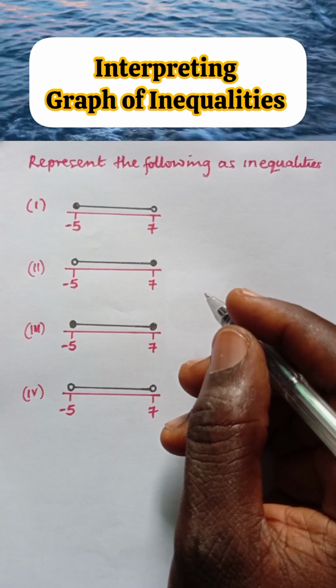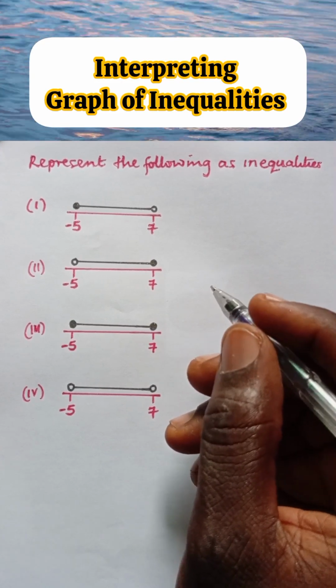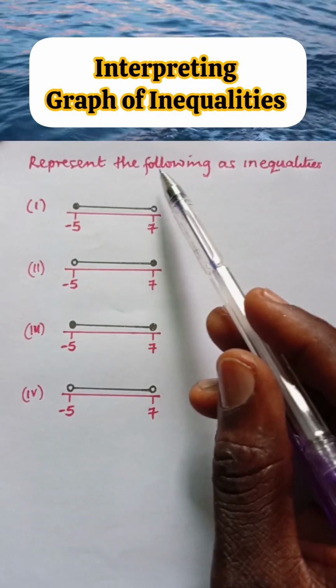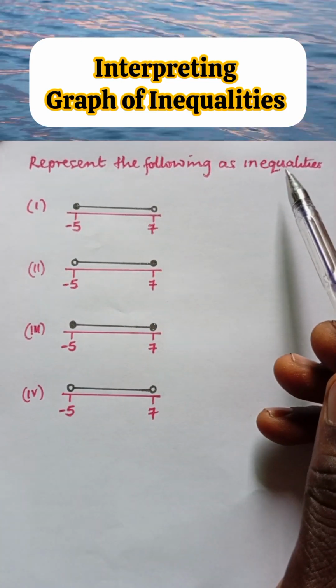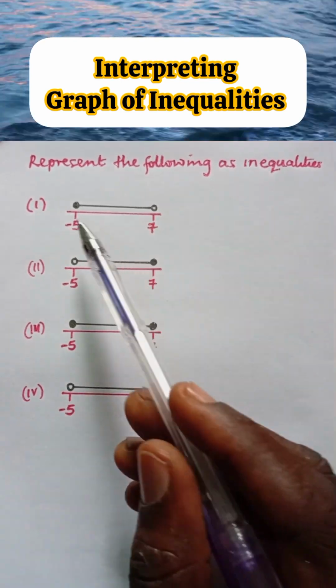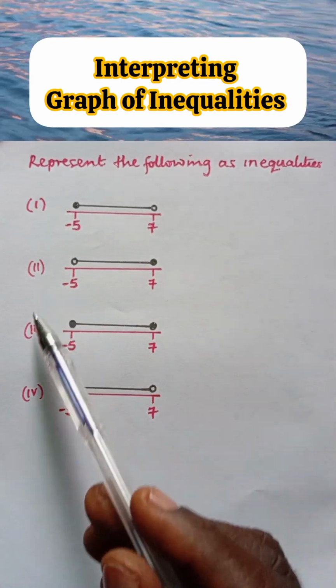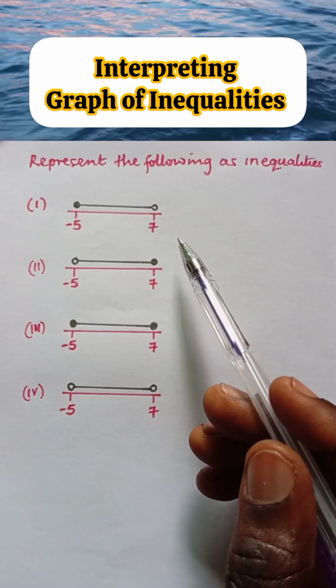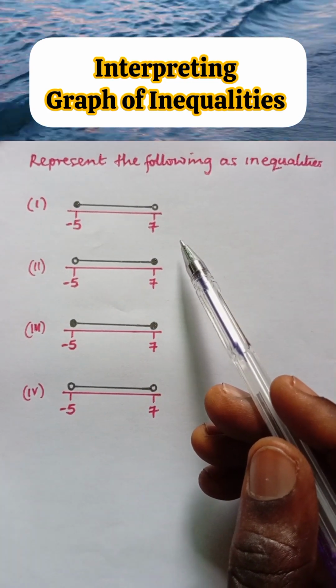We have an interesting question here on inequalities. It says, represent the following as inequalities. And we have 1, 2, 3, and 4. We are to represent each of these graphs as inequalities.